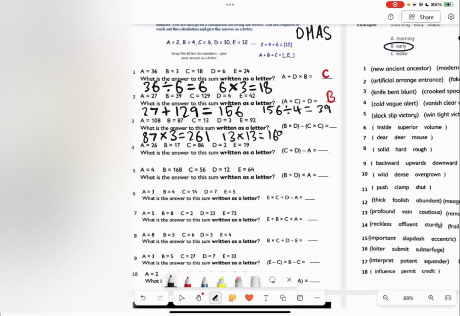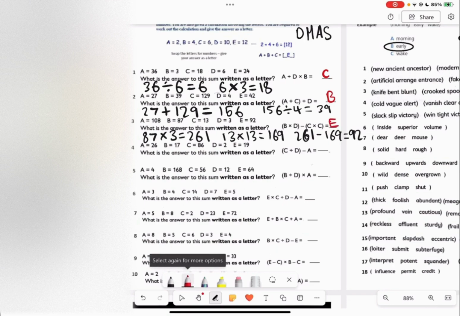So then we take both of those values, 261 minus 169, which is equal to 92. And that is our answer. It will be E. So, number 3 is E.